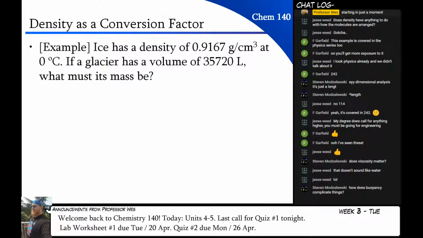So what we're going to do is calculate the mass of the glacier based on this information as shown. Now, there's two ways to do this. You have this formula right here. If you identify what parts you have, we know the density and we know the volume. You could just rearrange the formula, do a little bit of algebra, multiply both sides by V, and you get the answer. Now, how does buoyancy complicate things?